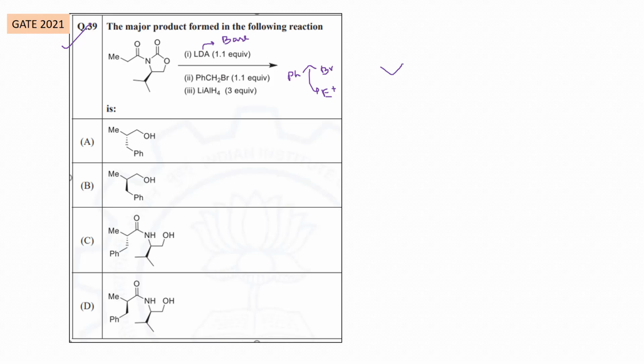Okay, so what will happen in this case? Very simply, in the presence of LDA, in this case there is no such competition because only one side has alpha hydrogen. So the base will go here and form an enolate.